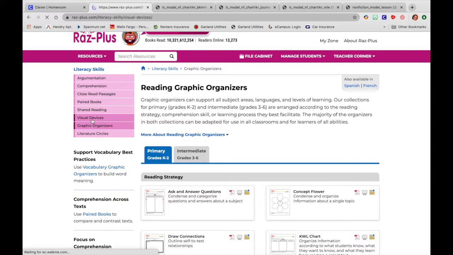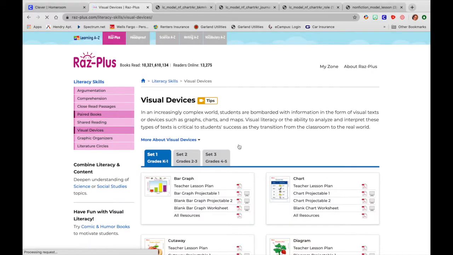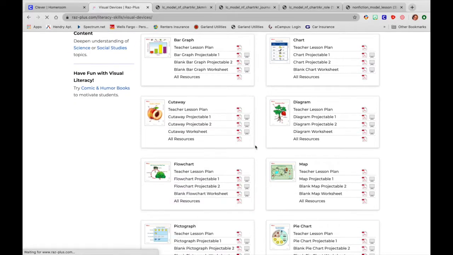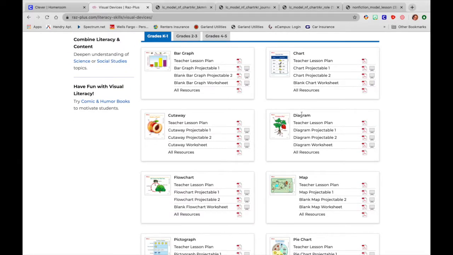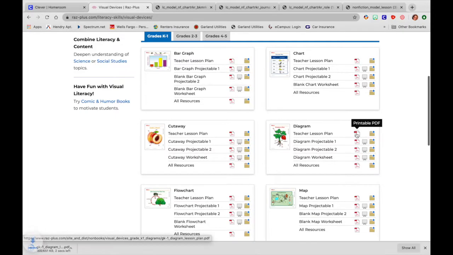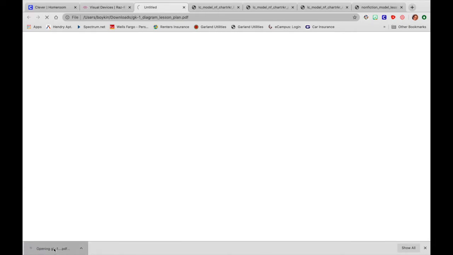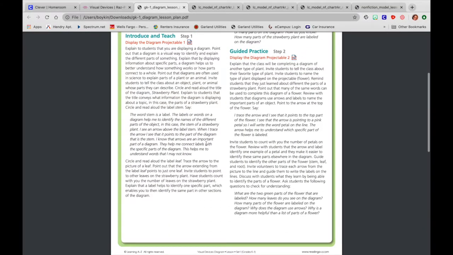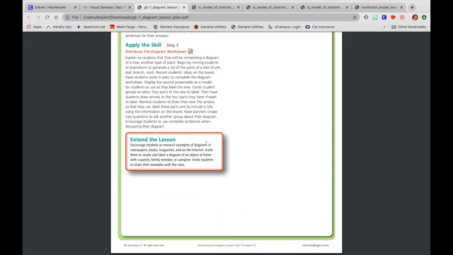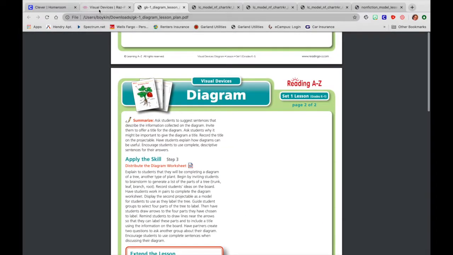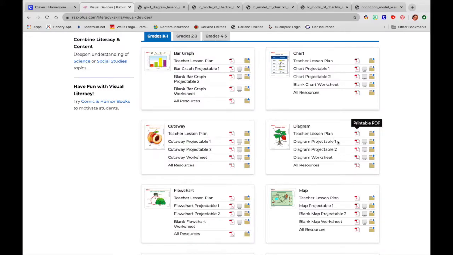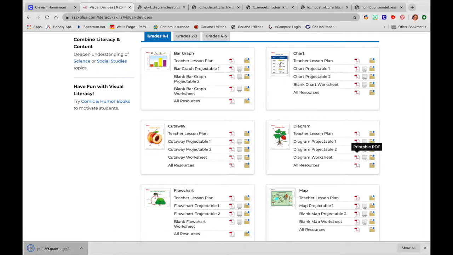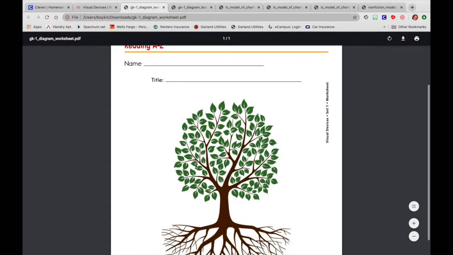They also have some visual devices. So if you are looking to introduce bar graphs or charts or diagrams, they actually have an entire teacher lesson plan that will show you how to. Here, we'll click on diagram so you can see. This is going to show you how you can actually introduce this to the students. So just a nice lesson plan. And then it also has some practice pages right below it. If you see diagram 1, you can project this, diagram 2, and then there's also a diagram worksheet that can be used.